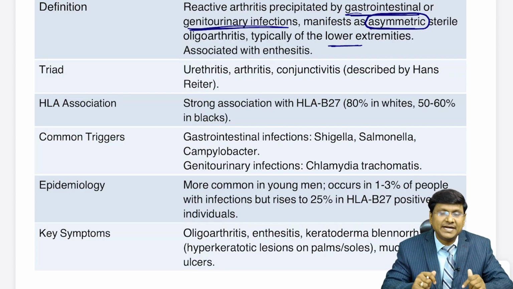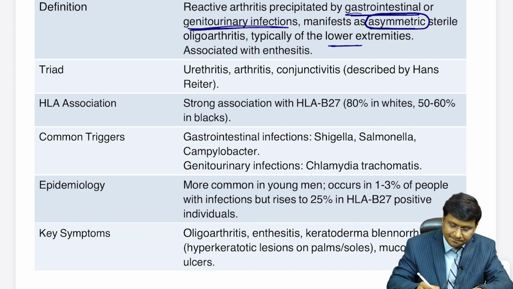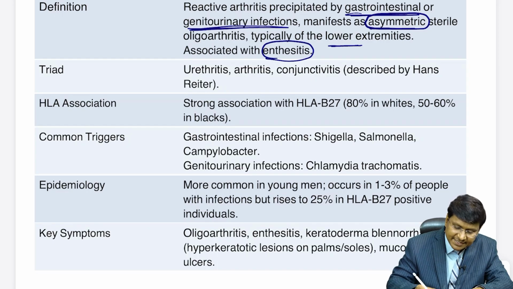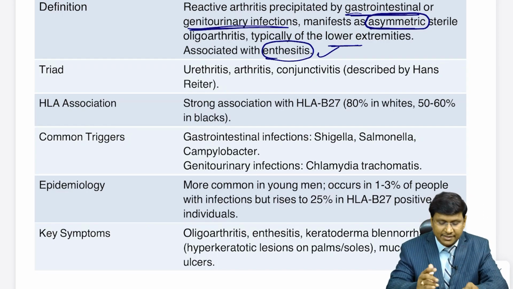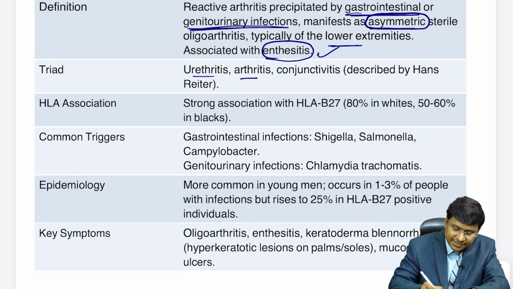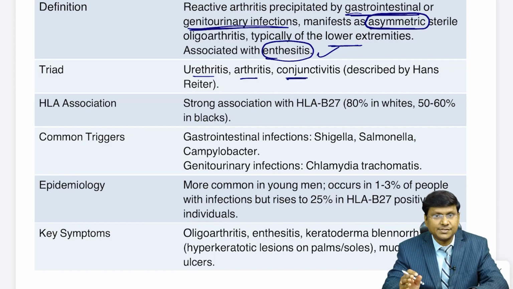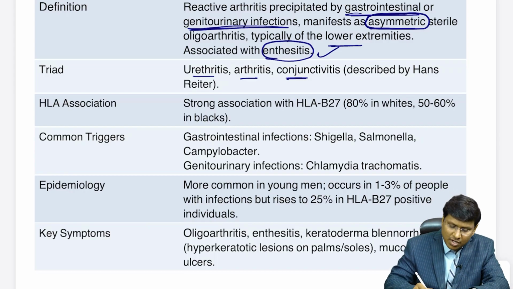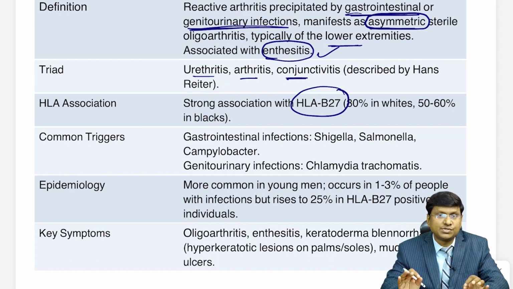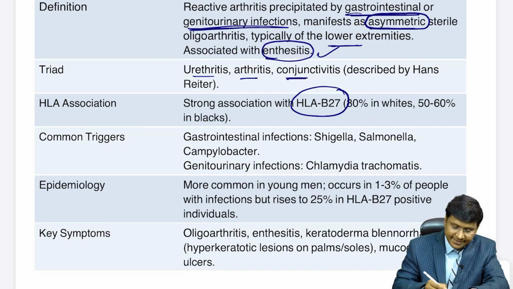And because it is a form of seronegative arthritis which is HLA-B27 positive, these patients have an association with enthesitis, right? And the triad, that is arthritis, urethritis, as well as conjunctivitis. So what is the HLA association? These patients have a very strong association with HLA-B27.